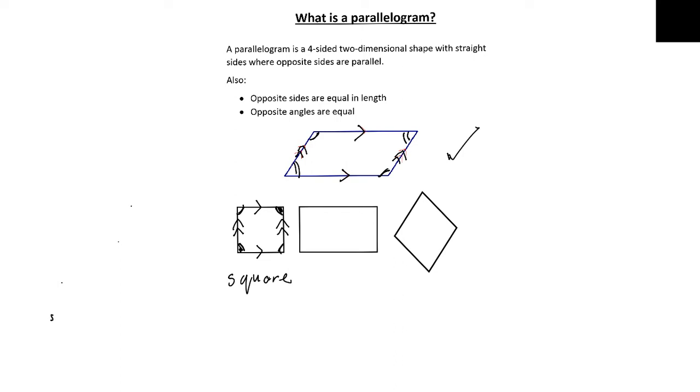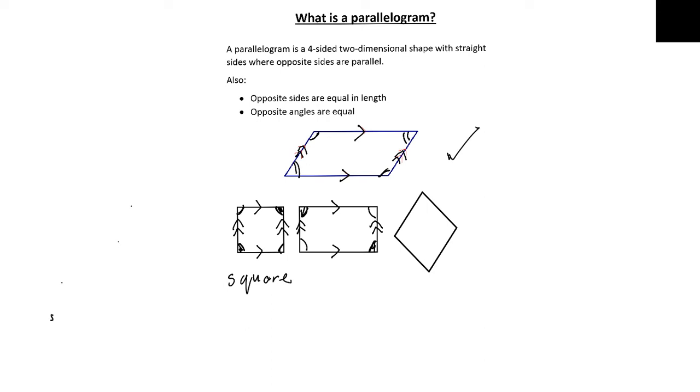Let's look at the rectangle. Again, the opposite sides of the rectangle are parallel, so it has two pairs of opposite parallel sides. Let's have a look at the angles. These opposite angles are equal. These opposite angles are also equal. So like the square, the rectangle also fits the definition of being a parallelogram.